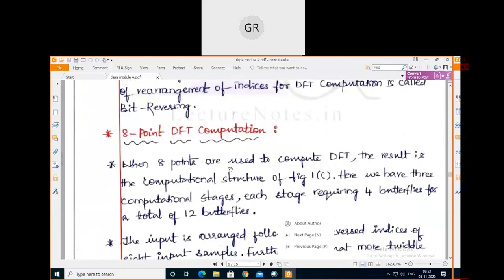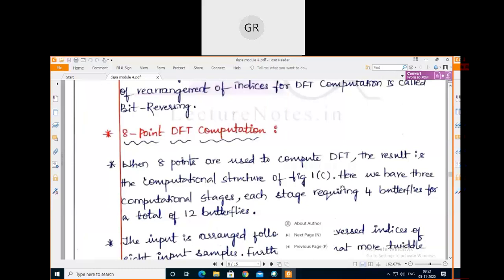Okay. When 8 points are used to compute the DFT, the result is the computation structure of figure 1C. See here, the N value is equal to 8. 8 is 2 to the power of 3. 2 to the power of 3 means how many stages? 3 stages.